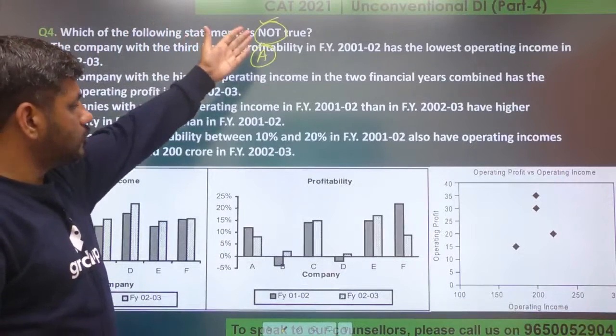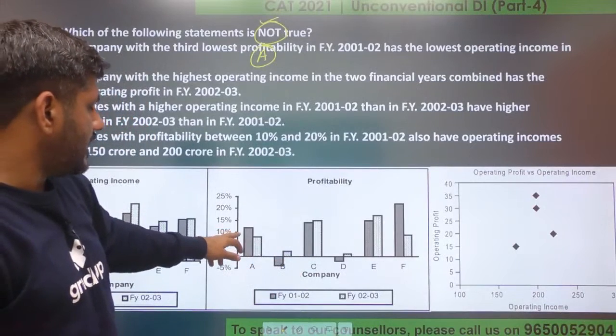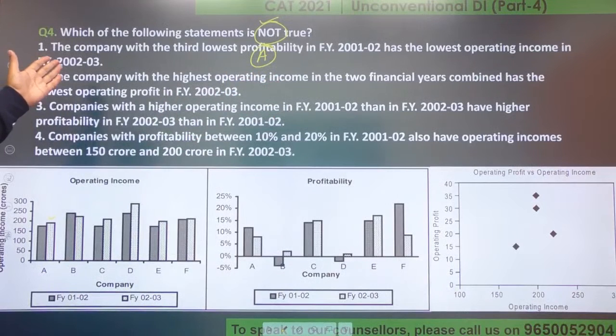यही तो बोल रहा है ना आपसे. Company with the third lowest profitability in 0102, and that company was A. ये सही था. Has the lowest operating income in 0203. Their operating income in 0203 is lowest. So this is correct, guys. Question is asking you which one is not true. So how are you getting option 1 as the answer? Is that clear? Or am I missing something? Because all of you answered 1. So now I am a bit confused.